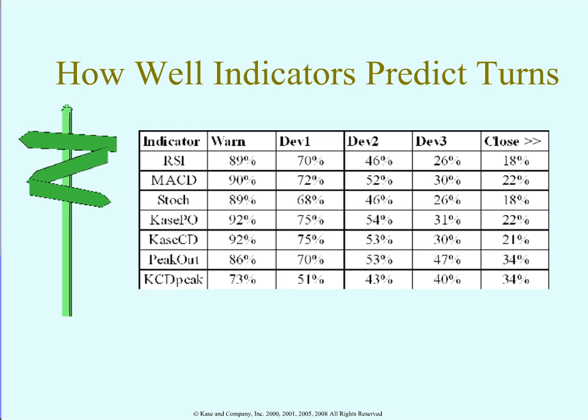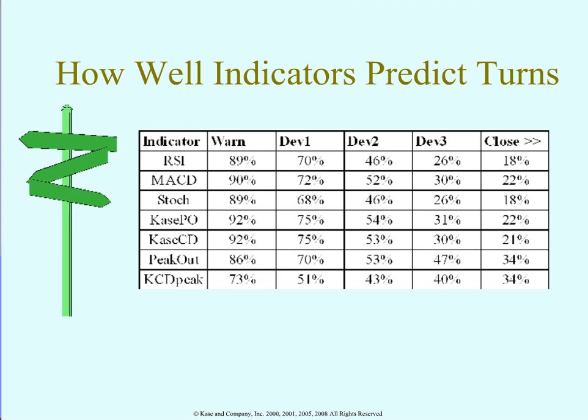So, how well do indicators predict turns? This is the probability of hitting the different standard deviation reversals using the various indicators. So, for example, if you use the RSI, and this is a test over something like 100,000 data points over 30 or 40 different commodities, just a life of contract on the top 30 traded futures contracts. So, a lot of data.